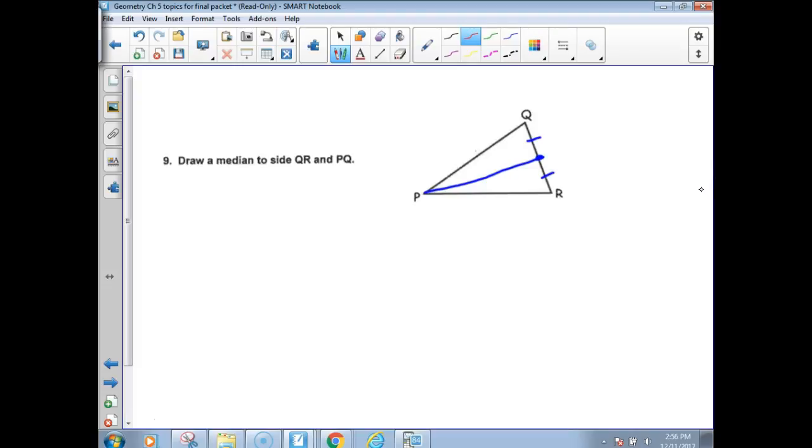It also says to draw a median to the side labeled PQ, which is up here. So that means it has to be halfway between P and Q. I'm going to make a dot. I'll make double slashes there. And then I have to come from R to that spot. Oops, terrible. Oh well. Now I could talk to you about what happens when you draw all 3 of these things. Where they intersect is actually called the center of gravity of the triangle.